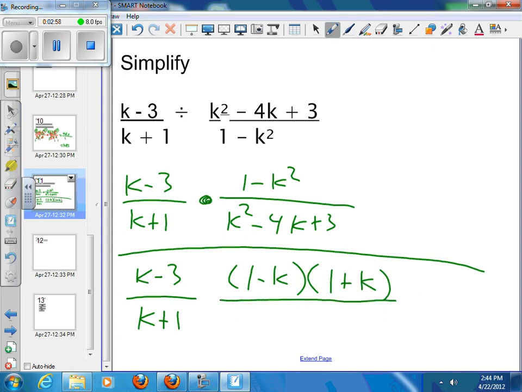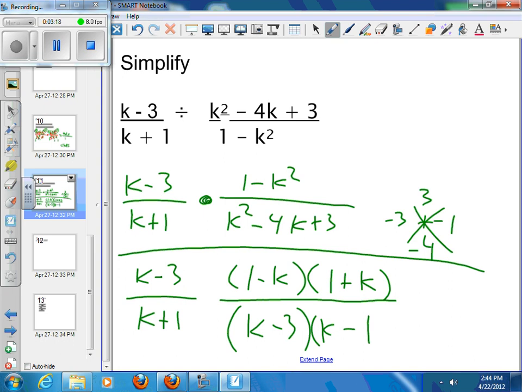And then on the bottom, I need to figure out the factors of 3 that add to get me a negative 4. So that would be a negative 3 and a negative 1. So that's going to be k minus 3 and a k minus 1. So I've got the whole thing factored now, and then I'm ready to start reducing.